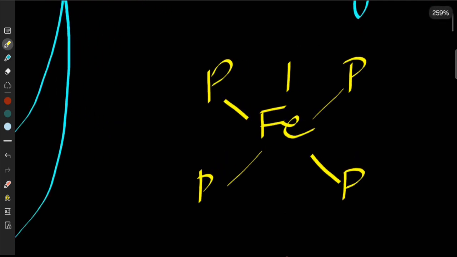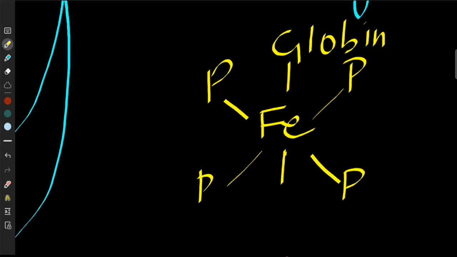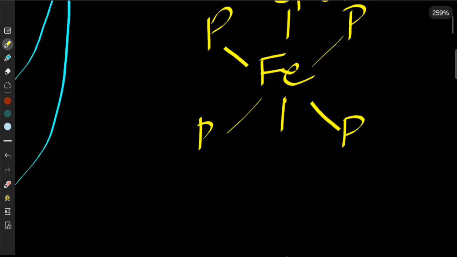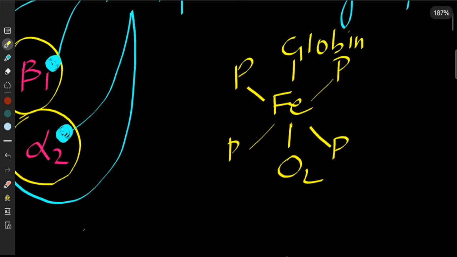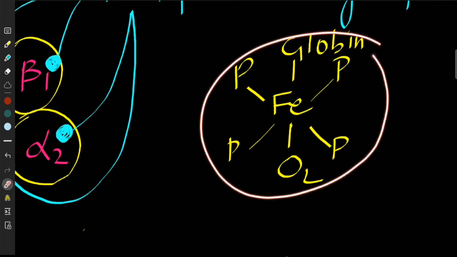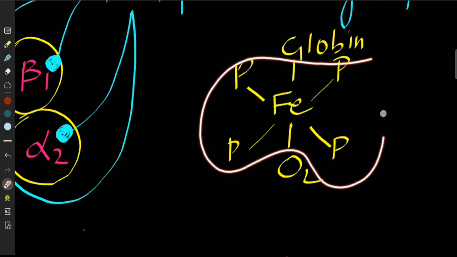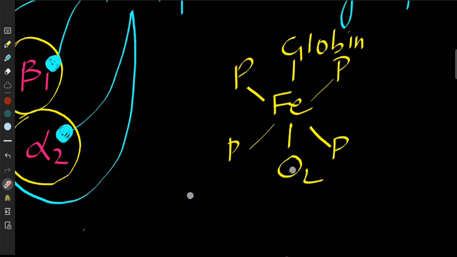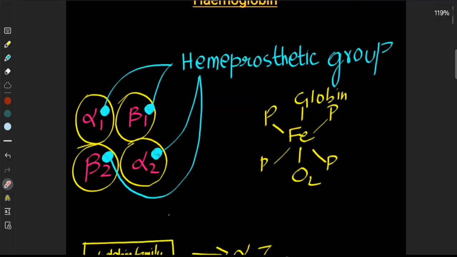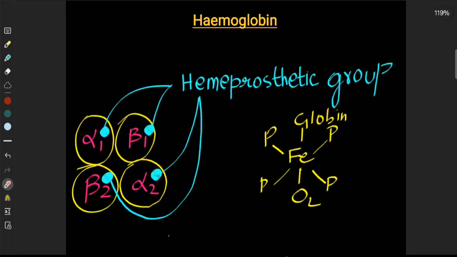a 5th bond with the globin chain, right? The globin, that is the hemoglobin, and then the 6th one would be with the oxygen, right? So this is the heme prosthetic group that I'm talking about, and this is a non-protein part. The protein part is the globin, and the non-protein part is this particular part, the heme prosthetic group.